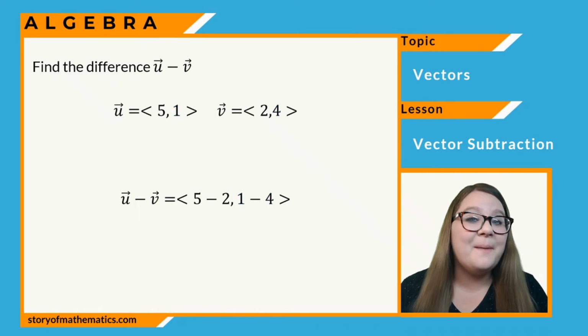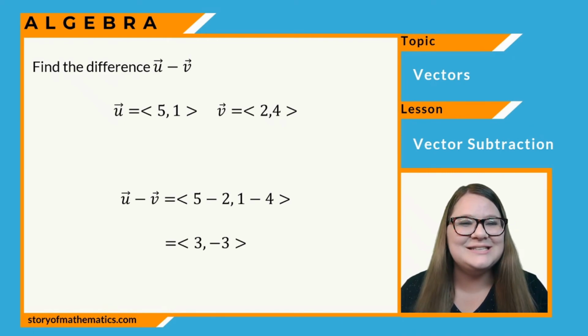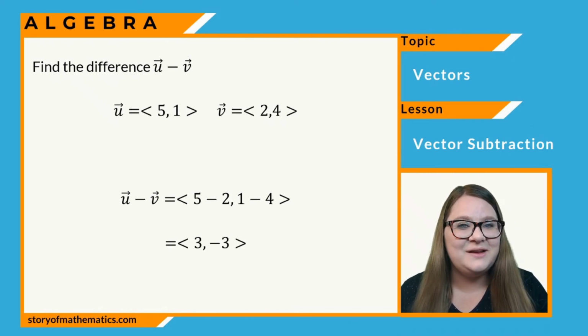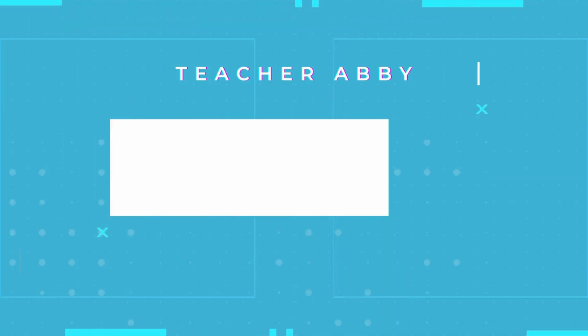Now that I've set myself up, I can just simplify. 5 minus 2 is 3, and 1 minus 4 is negative 3. So u minus v, once again, is 3, negative 3. And that's how you perform vector subtraction.